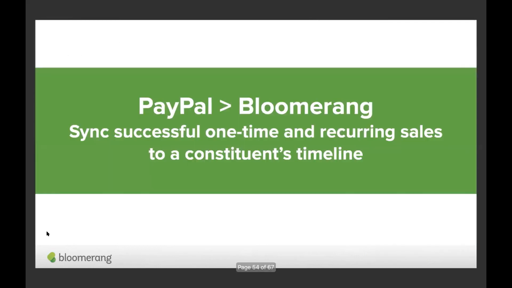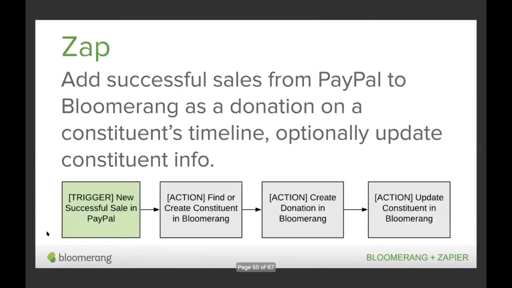So let's go ahead and move on to our next Zap template then. So PayPal will use a similar configuration to Eventbrite, although a single Zap is all that's needed to log PayPal transactions in Bloomerang as donations. So for PayPal, the Zap starts with a trigger when a successful sale is completed in PayPal for recurring and one-time donations. And when that workflow triggers, it continues to log that transaction to Bloomerang as a donation.